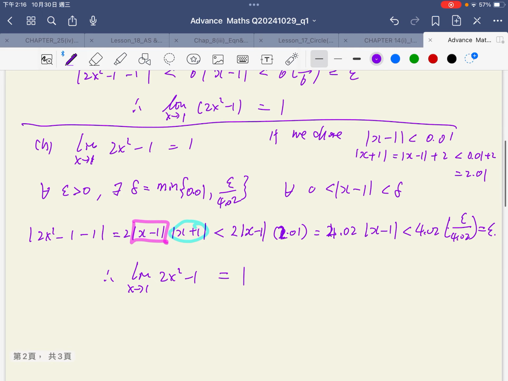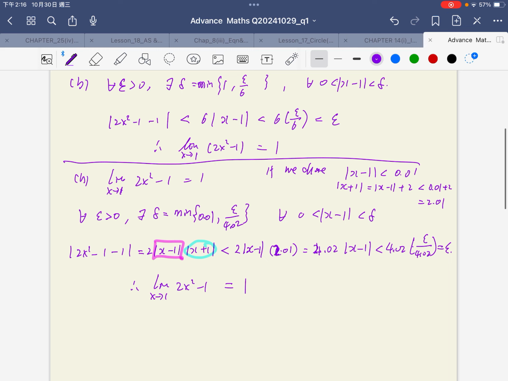Later, I hope I can post more videos about this type of question, and how to use the language of delta-epsilon to prove limits or even the continuity of some function.